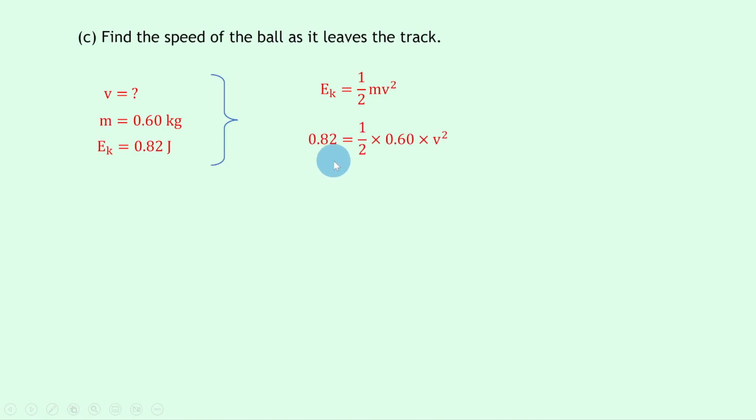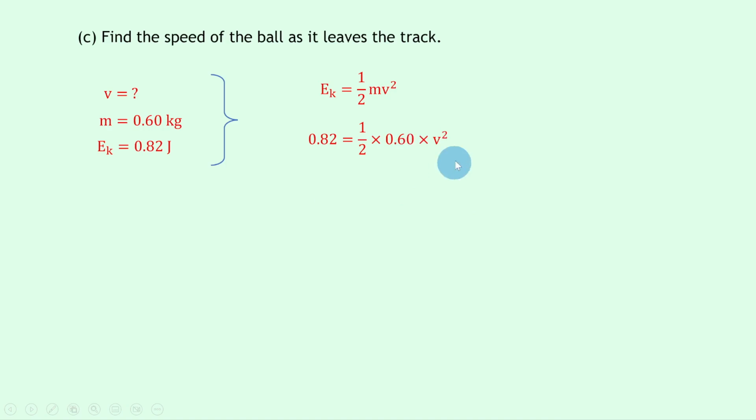Well, writing down what we know from the question, we're trying to find the speed v. We know the mass m is 0.6 kilograms, and the kinetic energy EK is 0.82 joules, which we just found in part B. Writing down our equation for kinetic energy, we have EK equals a half mv squared. Substituting in the numbers gives us 0.82 is equal to a half times 0.6 times v squared.